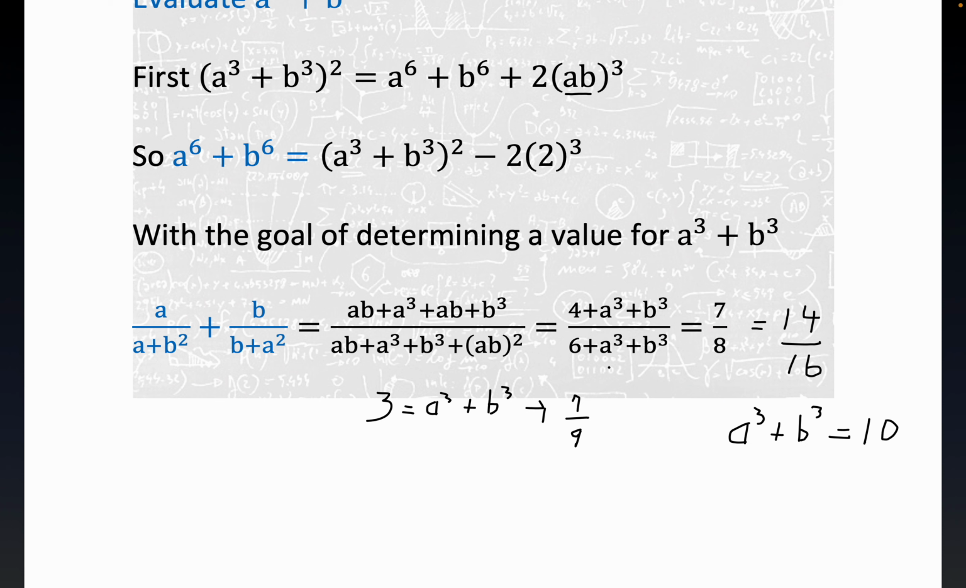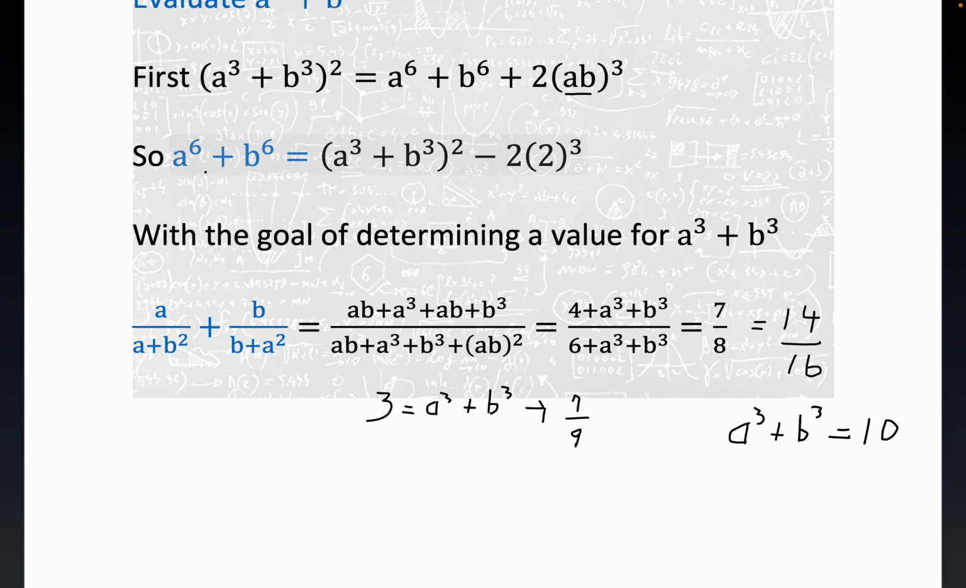And again, folks, hope that was clear. We tried the obvious, a cubed plus b cubed equal to 3, but we didn't get 7 over 8 when we did that. We got 7 over 9. So it makes sense to consider the equivalent. This is not a multiple. This is just an equivalent fraction. You multiply the numerator by 2, denominator by 2, and you get 14 over 16. And notice that gets what we want. If there's a 10 here, that's 14. If there's a 10 here, that's 16. So we get that a cubed plus b cubed is equal to 10.